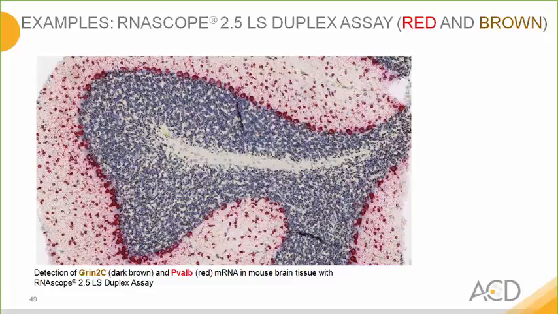Here's an example of staining of the LEICA duplex assay with the red and brown chromogenic staining. You'll see the GRIN2C marker in dark brown in the middle of the tissue and the PVALB marker on the periphery in mouse brain tissue.